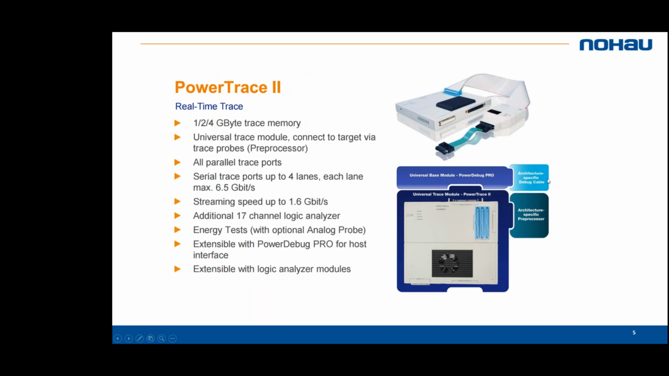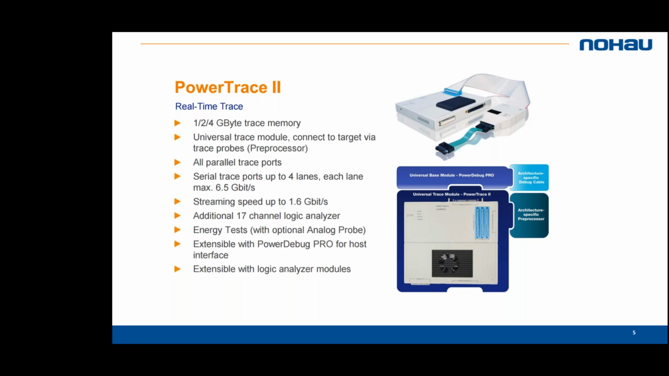with a Power Trace module, or a Power Trace 2, it is called. The Power Trace 2 is a universal module that you connect together with a Power Debug module, and mainly it consists of a large trace memory. It could be up to 4 GB of trace memory.